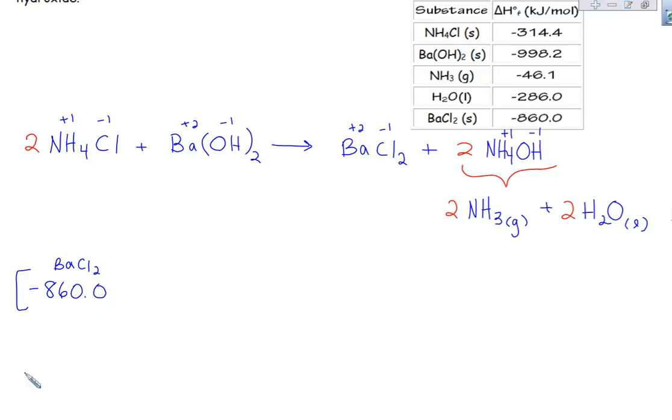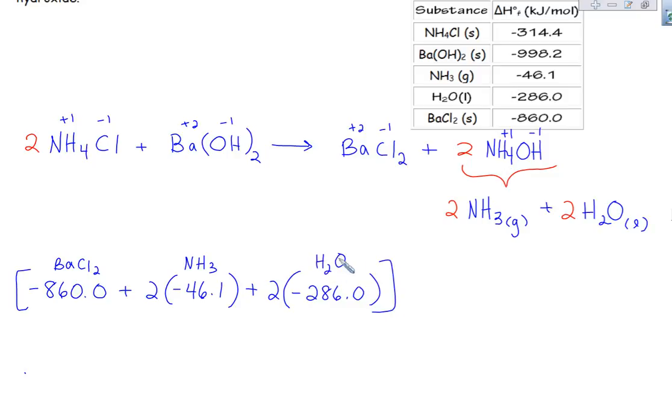Then I've got to add the ammonia. There are 2 moles of ammonia gas, negative 46.1. So there's the NH3, ammonia. Plus the 2 moles of water in the liquid phase, negative 286.0. There, now I'm done. That's the water. There's all of my products, and then I'm going to subtract the energy change from all of my reactants. I'm going to have 2 of those ammonium chlorides, negative 314.4. That's my ammonium chloride.